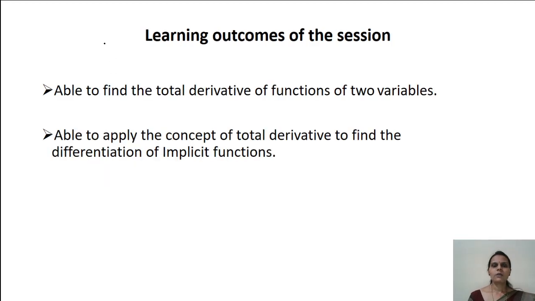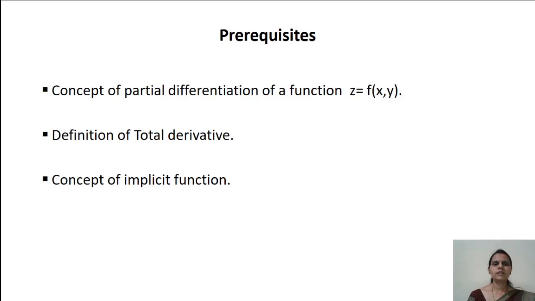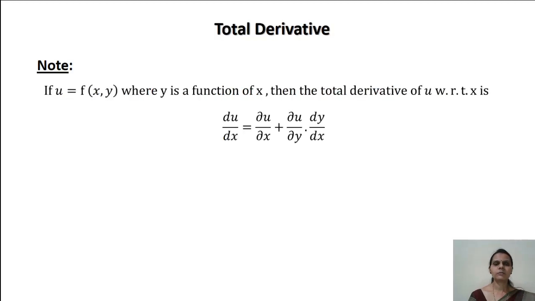The learning outcomes of the session are: at the end of the session, one should be able to find the total derivative of functions of two variables and apply the concept of total derivative to find the differentiation of implicit function. To understand this session, the prerequisites are the concept of partial differentiation of a function z is equal to f of x comma y, and one should know the total derivative and the concept of implicit function.